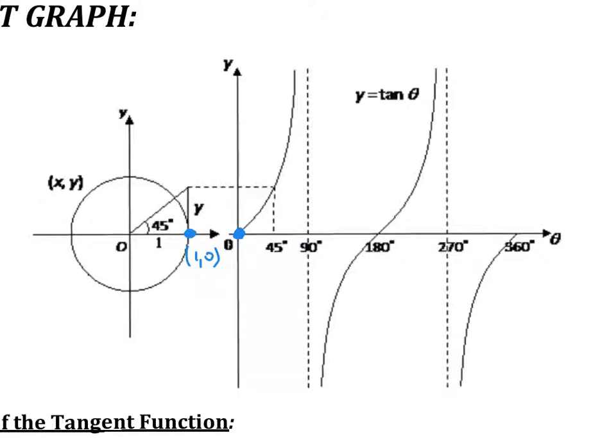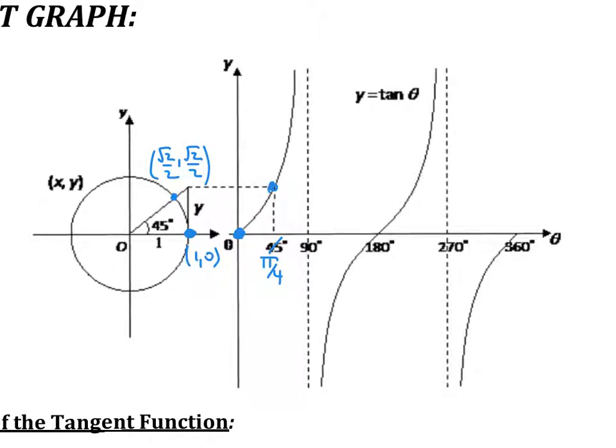One. Why is it 1? Love it. Good job. Root 2 divided by 2, divided by root 2 divided by 2, ends up being 1. So at 45 degrees, and later on we're going to say pi over 4 instead of 45 degrees, okay? We have the point 1. That's going to be one of our essential points, okay?